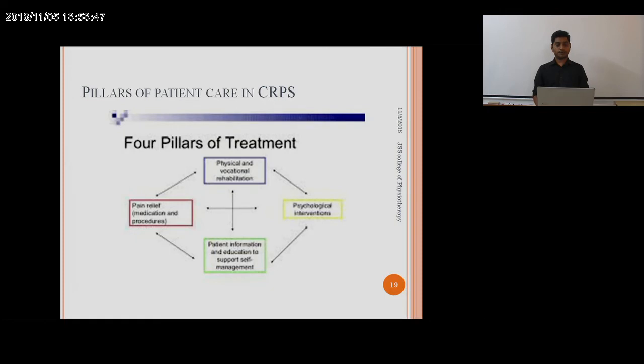When it comes to patient care, there are 4 pillars of patient care. This has to be followed by everyone, because treating CRPS is multidisciplinary. So there are 4 important aspects of treating CRPS. The first one is pain relief, by medication and other procedures. The second one is surgical and vocational therapies, or the rehabilitation process. The third one is psychological interventions. And ultimately the patient has to have an idea of what his condition is, and there should be information about the patient's condition, and he should have education about his management, self-management.